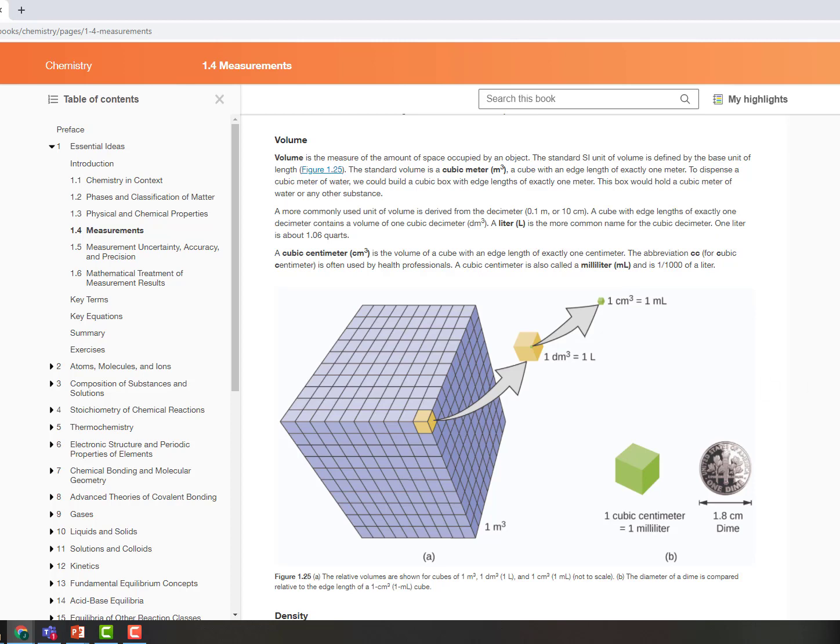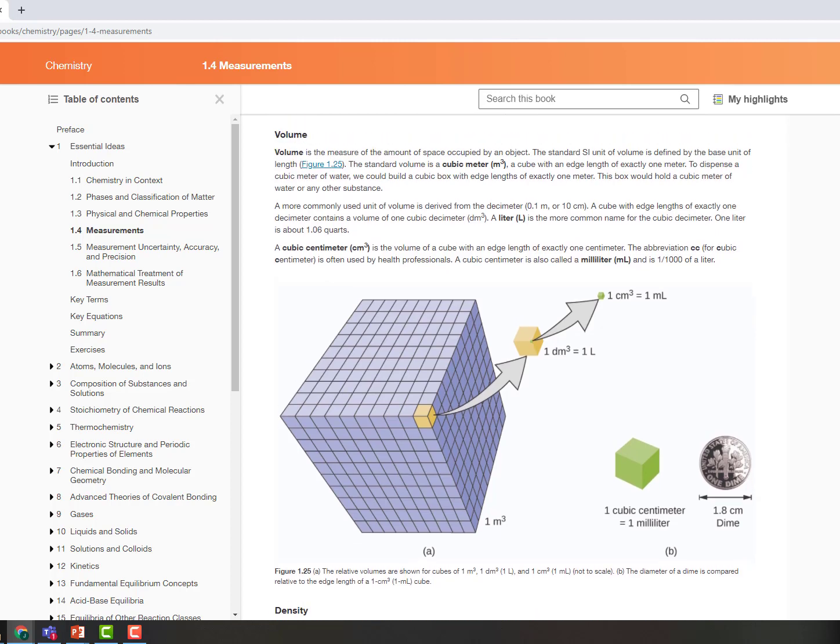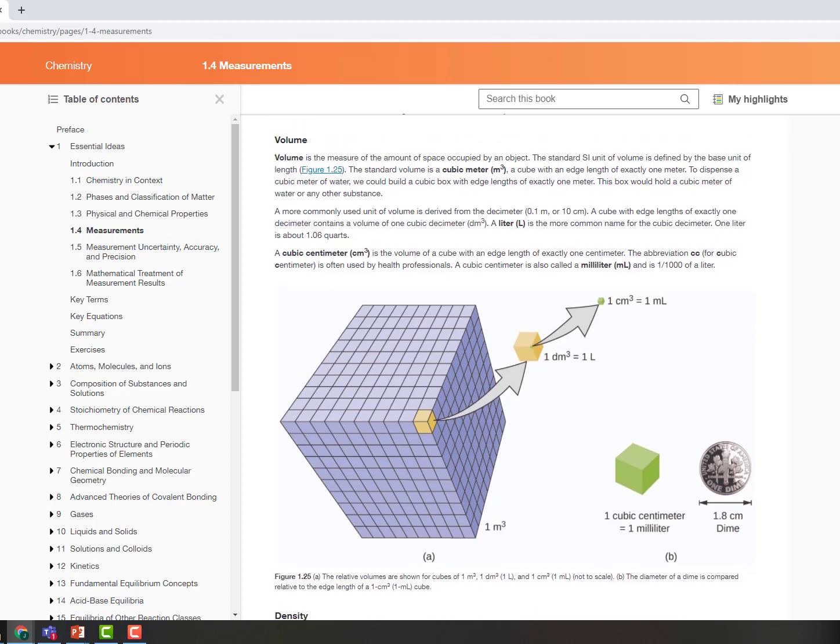In terms of volume in the lab, we'll mostly be using milliliters, and you want to be aware that milliliters and cubic centimeters are the same thing. Some of you may work in the healthcare field and might know of the unit cc. That is the same as cubic centimeter, so that would also be the same as milliliter.